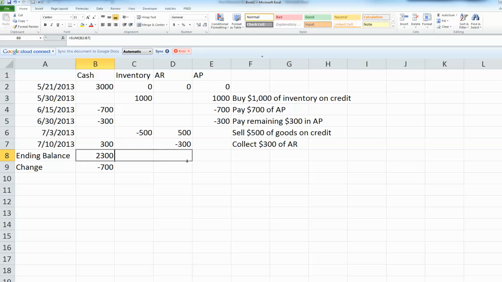I'm just going to copy this ending balance over to my other three accounts. Inventory is now at $500 because I had bought $1,000 worth and sold $500 worth. Accounts receivable is at $200 because I had sold $500 worth of goods on credit, but I collected $300 of that. And then accounts payable has a balance of zero. It started at zero, but I borrowed $1,000 through trade credit and eventually paid all of it off. So now it's just at zero.